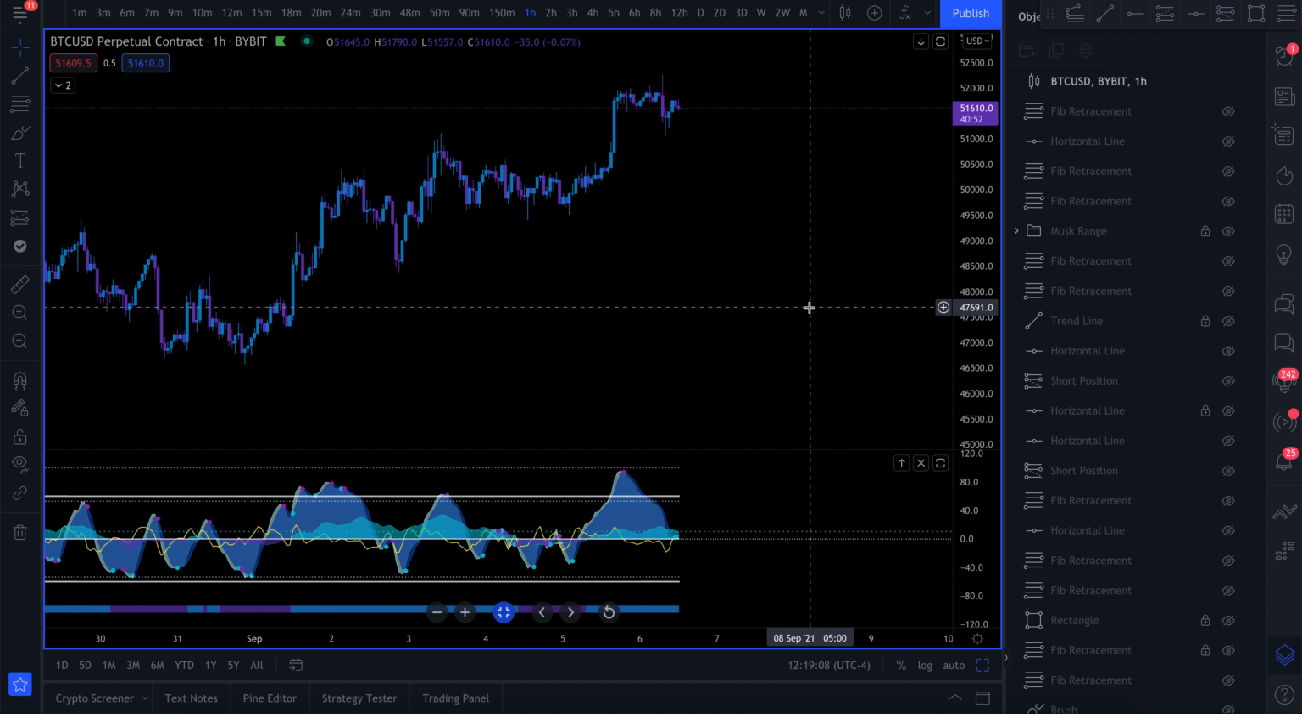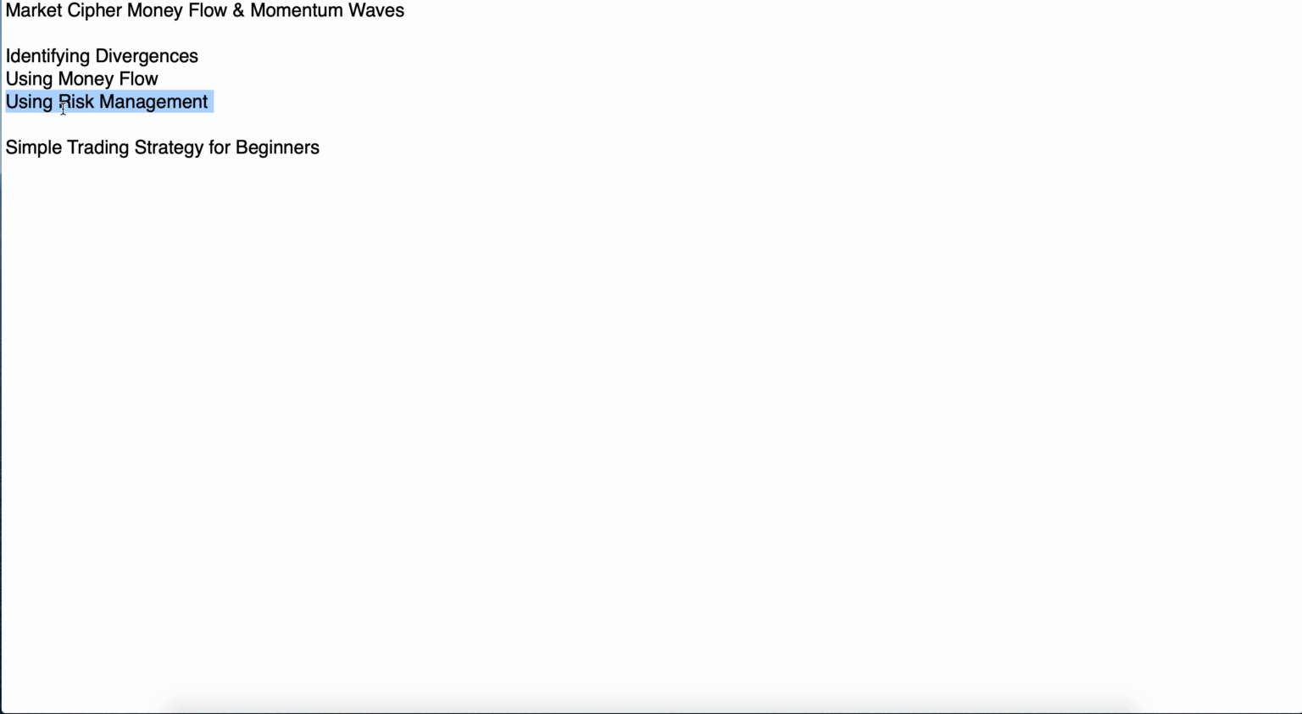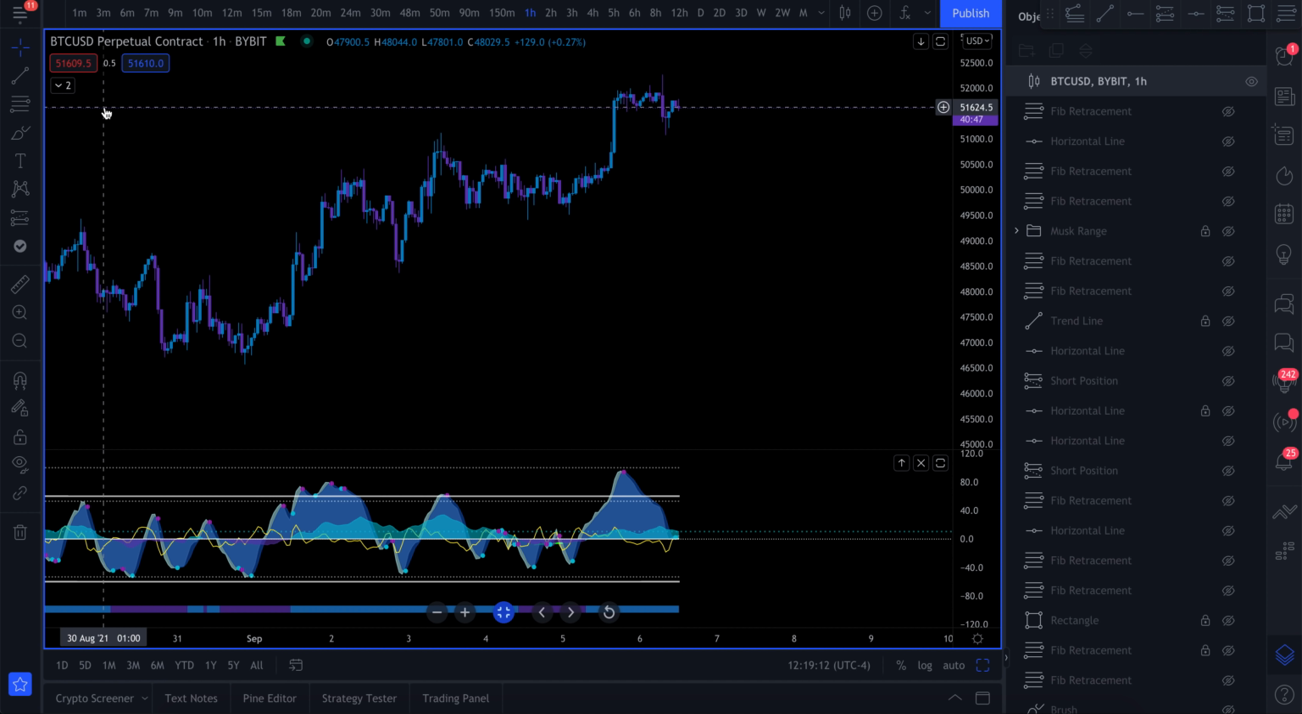So now let's touch on risk management a little bit because this is very important. Good risk management means you're not risking more than 1% of your total trading capital.